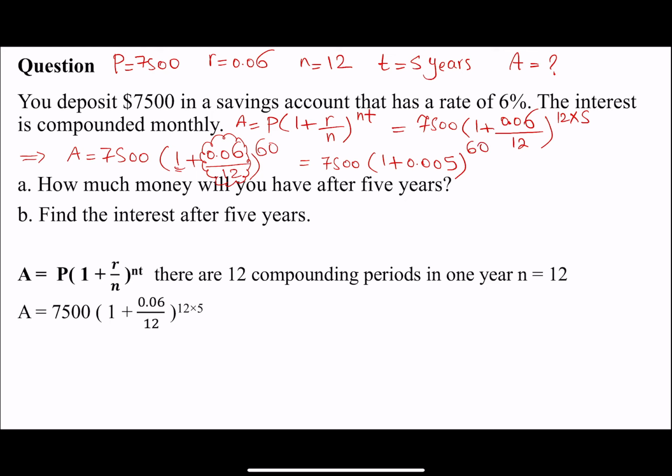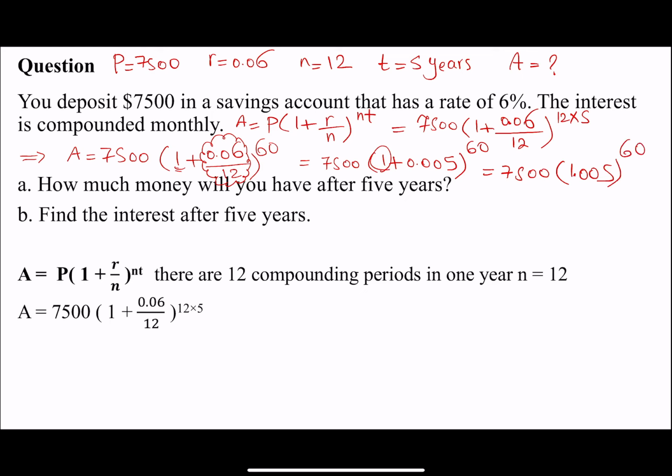So first of all, you find out this ratio, 0.06 over 12. Whatever it is, add it to 1 on your calculator. Now my calculator shows that 7,500 times 1.005. So first you find out 0.06 over 12. Whatever it is, add it to 1, to the power of 60.